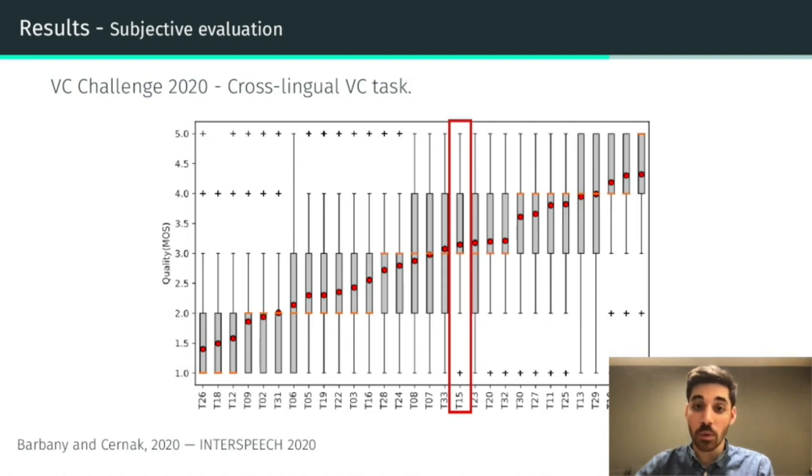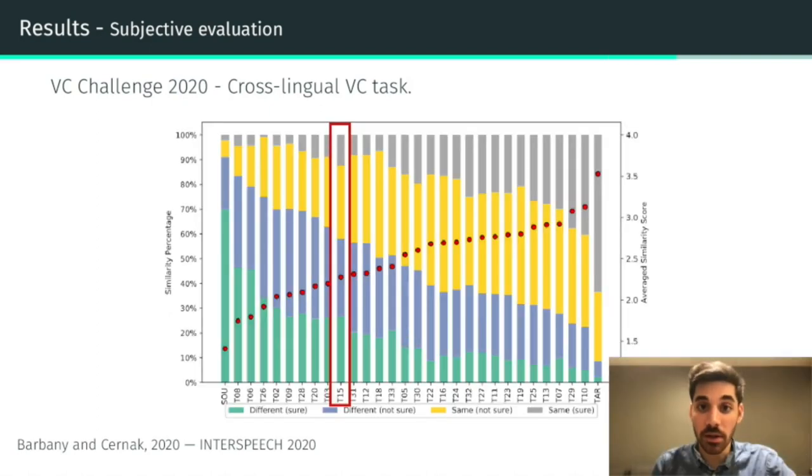First of all, we present the quality results, where FastVC outperforms the two baselines of the voice conversion challenge. Here are the similarity results for the same task. Note that in this case, FastVC performs worse than the average.